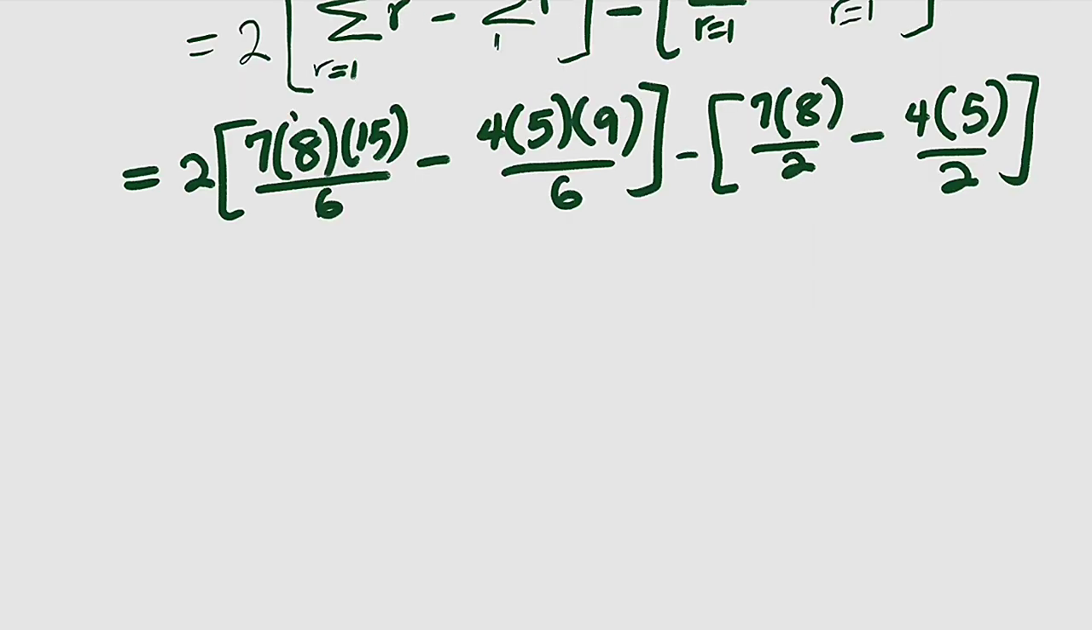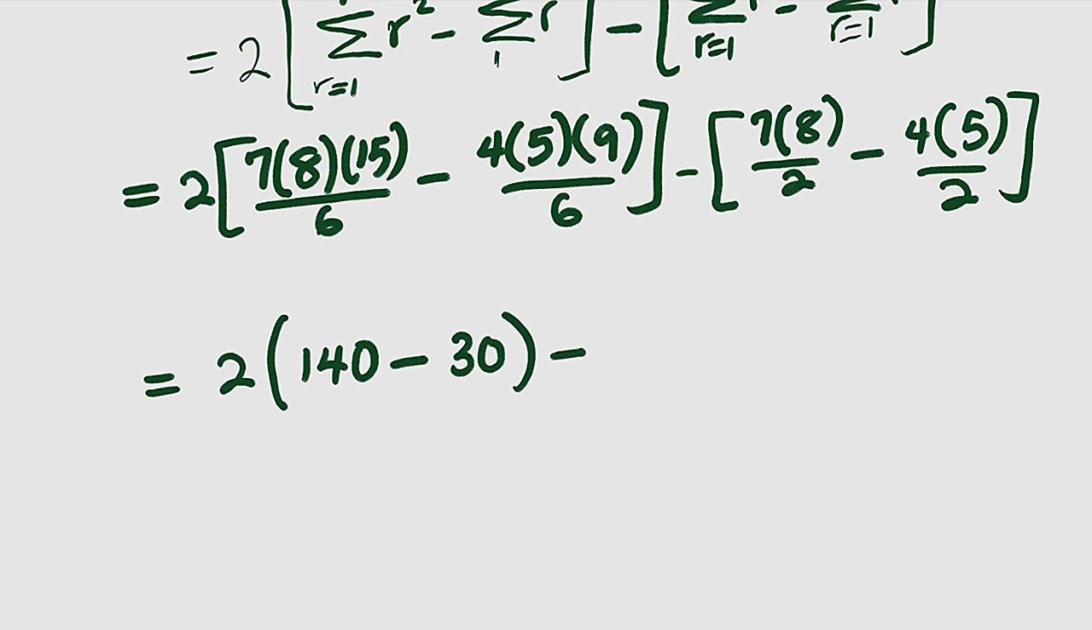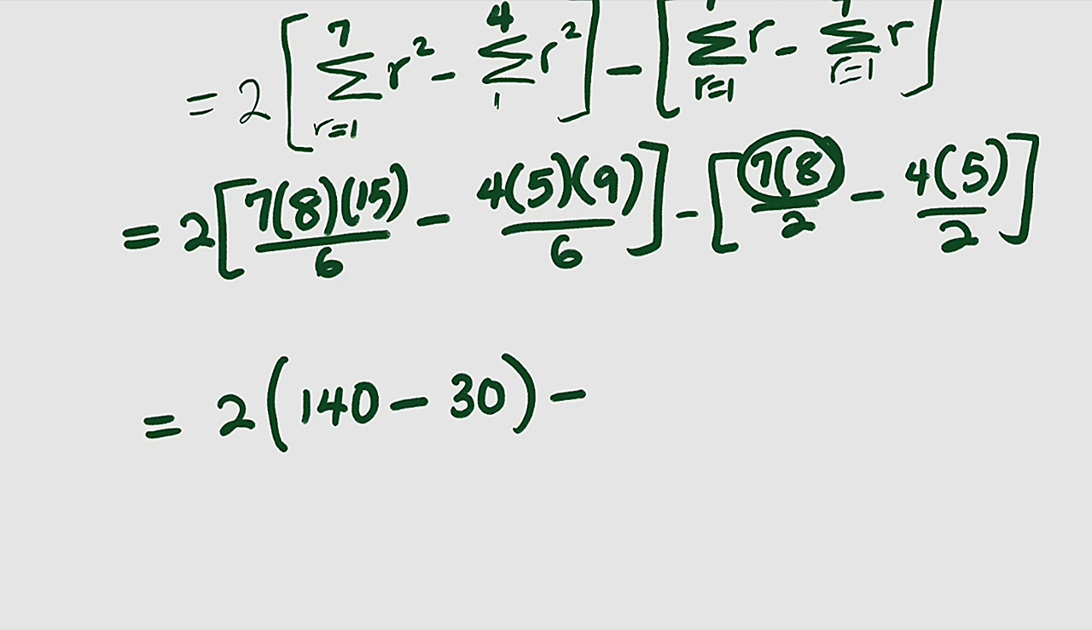So the whole of 7 times 8 times 15 divided by 6 will give us 140. So this is equal to 2 multiplied by 140. The minus, we take 4 times 5 times 9 divided by 6. That is going to give us 30. Then we go to the other bracket. We have 7 times 8 divided by 2. That will give us 28. The minus, we have 4 times 5 divided by 2. That will give us 10.